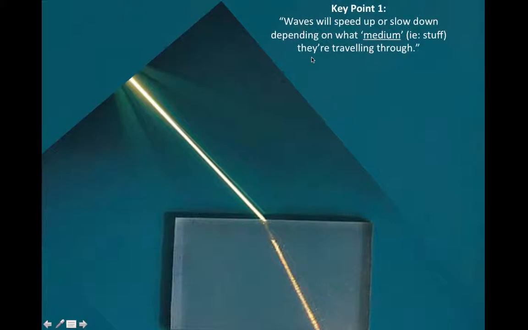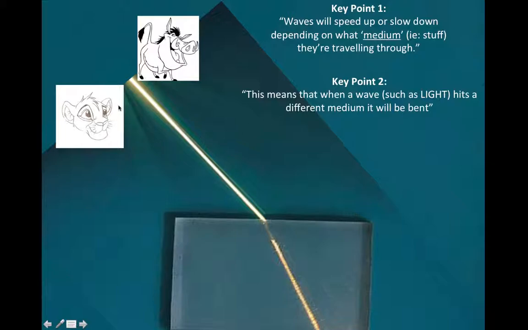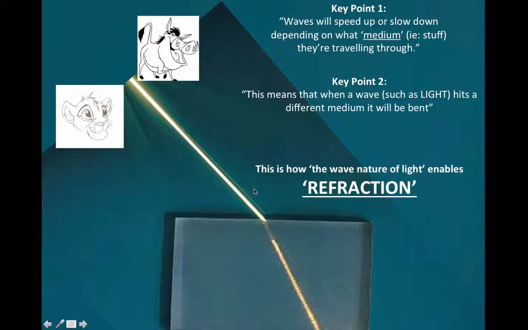Again, our key points: waves will speed up or slow down depending on what medium they're travelling through. And this means that when a wave such as light hits a different medium, it will be bent. So again, we can imagine Simba being on this side and Pumbaa on that. It's exactly the same example. This is how the wave nature of light enables refraction.